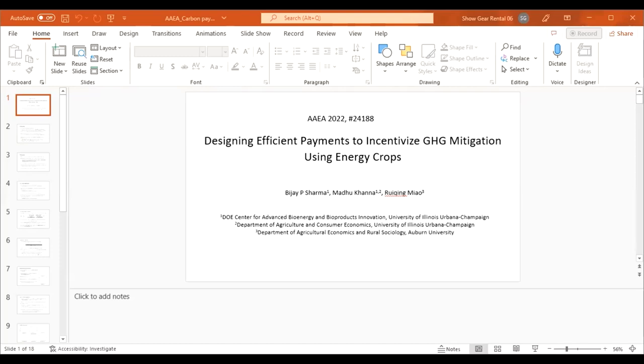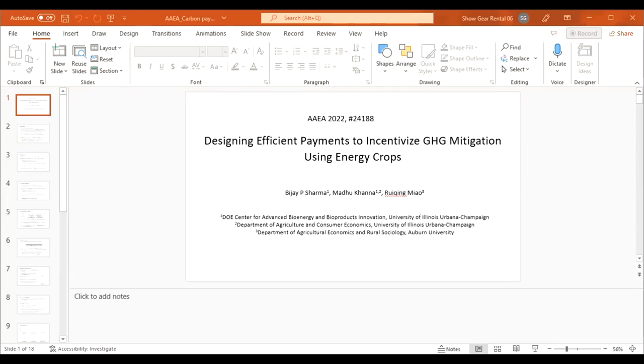Another important complexity in designing efficient carbon payments is the issue of additionality. It says that payment has to be made to landowners who would not have provided these services or benefits in the absence of such payments. So we address multiple questions related to the efficient design of carbon payments for incentivizing energy crop production.